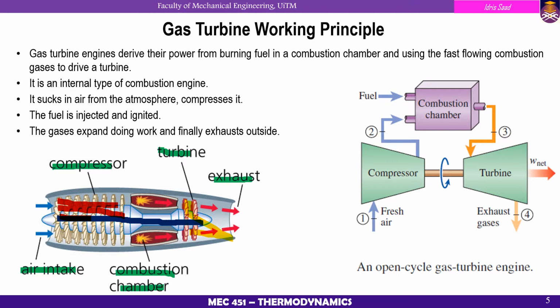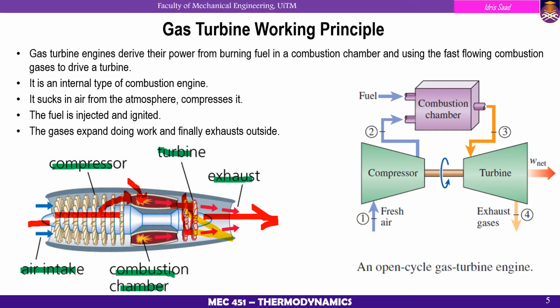First, air is sucked from the surrounding, then it is compressed by the compressor. After it is compressed, the air will transfer into the combustion chamber. At the combustion chamber, the fuel is injected and burned. The exhaust gas then goes directly to the turbine and rotates the turbine, and finally the exhaust gas residue is released to the surrounding. So this is the working principle of the basic gas turbine engine.